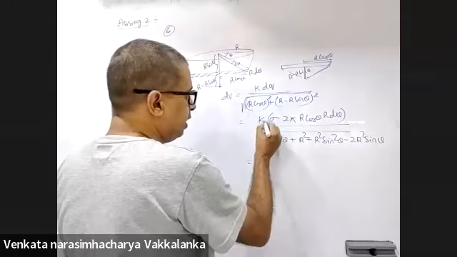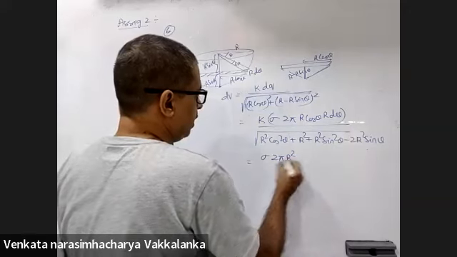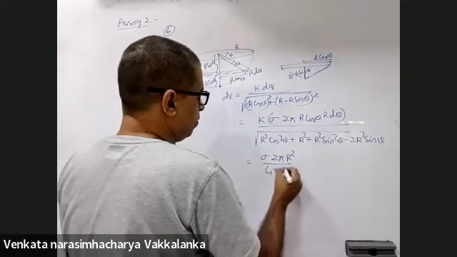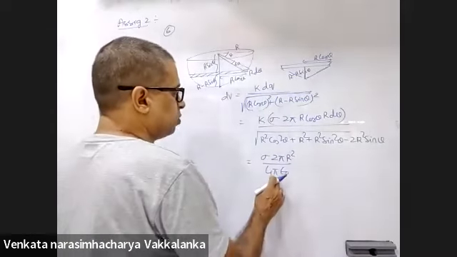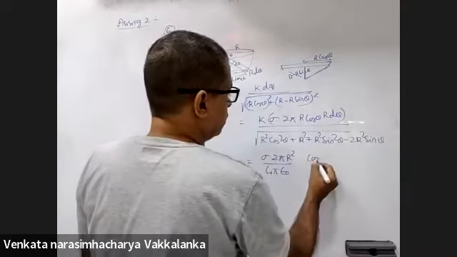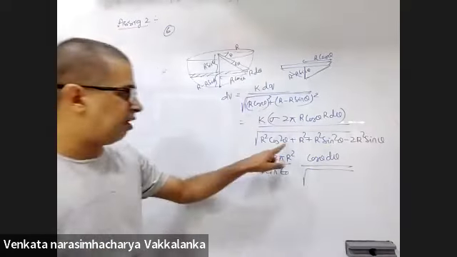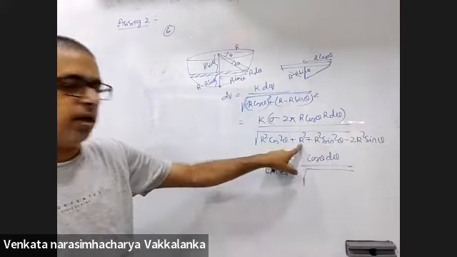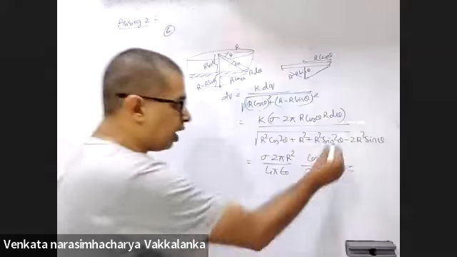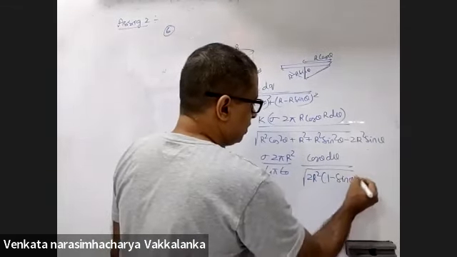Right? K is 1 by 4 pi epsilon naught. Sigma 2 pi r square by 4 pi epsilon naught, cos theta d theta, root over of. Have a look at it. R square cos square theta plus r square sin square theta is r square. R square plus r square is 2r square. Bring 2r square common. This is 1 minus sin theta. Am I right?